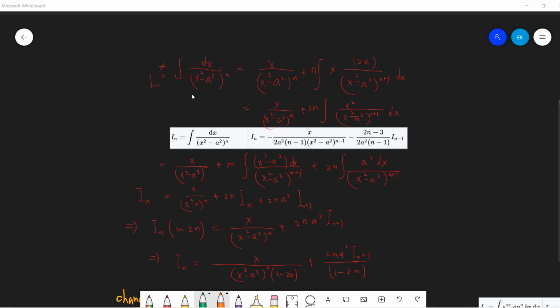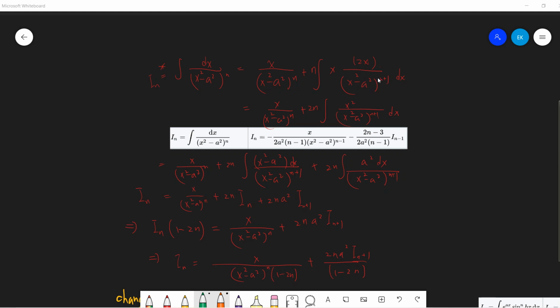Okay, so we start by defining I_n to be the integral of 1 over x squared minus a squared to the power n dx. And then we use integration by parts. So it's u dv equals uv minus the integral of v du. So the dv is dx, so v is x, right? x here, minus the integral of x times the derivative of x squared minus a squared to the power n.